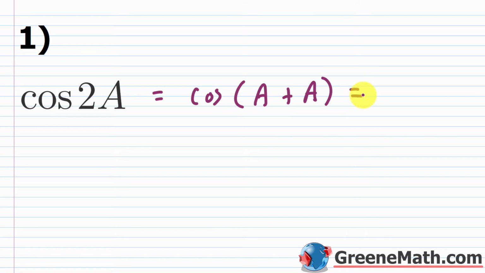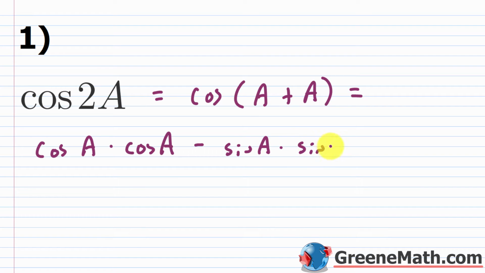Now what I'm going to do is use my sum identity for cosine. So I'm going to say that this is the cosine of a times the cosine of a. And then again, if this is a plus, you want a minus. So now we have the sine of a times the sine of a. So real easy here. Cosine of a times cosine of a is going to be cosine squared a. And then minus sine of a times sine of a is going to be sine squared a. So that's all it is.